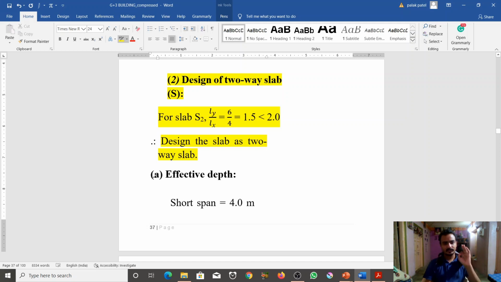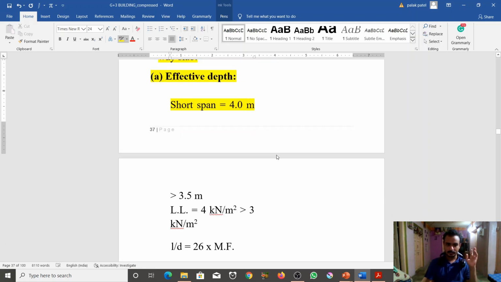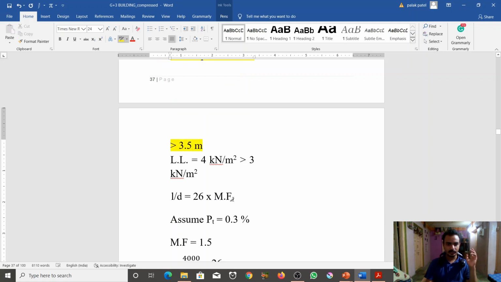The first thing we have to find out is the effective depth and effective span. When we design a slab, all the time you need to find the effective depth and effective span. First, effective depth. Here 6 is the longer span and 4 is the shorter span. So the short span is 4 meter, which is greater than 3.5 meter.